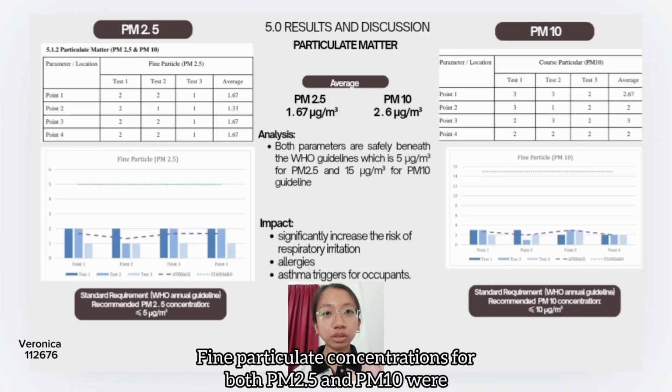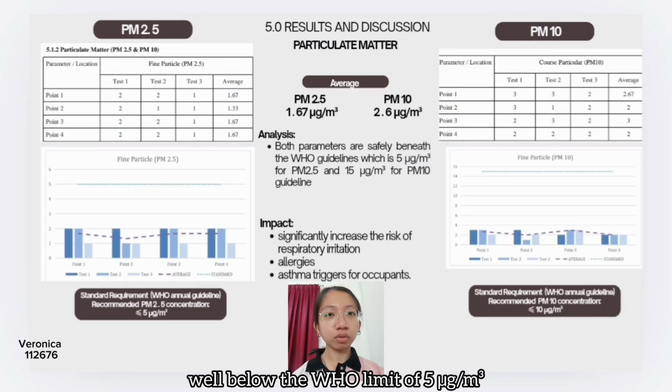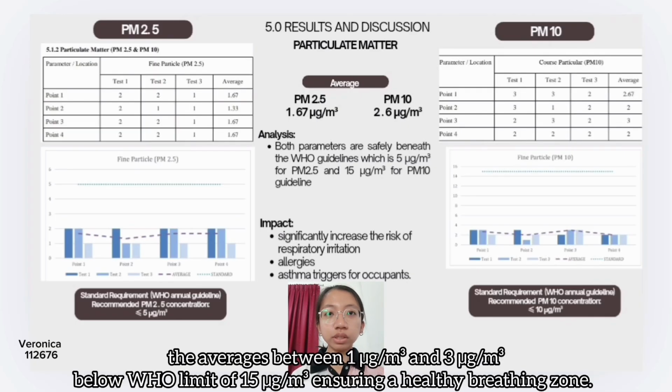Particulate matter. Fine particulate concentrations for both PM2.5 and PM10 were exceptionally low across the board. PM2.5 averages hovered around 1.33 to 1.67 micrograms per cubic meter, well below the WHO limit of 5 micrograms per cubic meter. PM10 also followed the same highly satisfactory trend, with averages between 1 and 3 micrograms per cubic meter, which is well below the WHO limit of 15 micrograms per cubic meter, ensuring a healthy breathing zone.